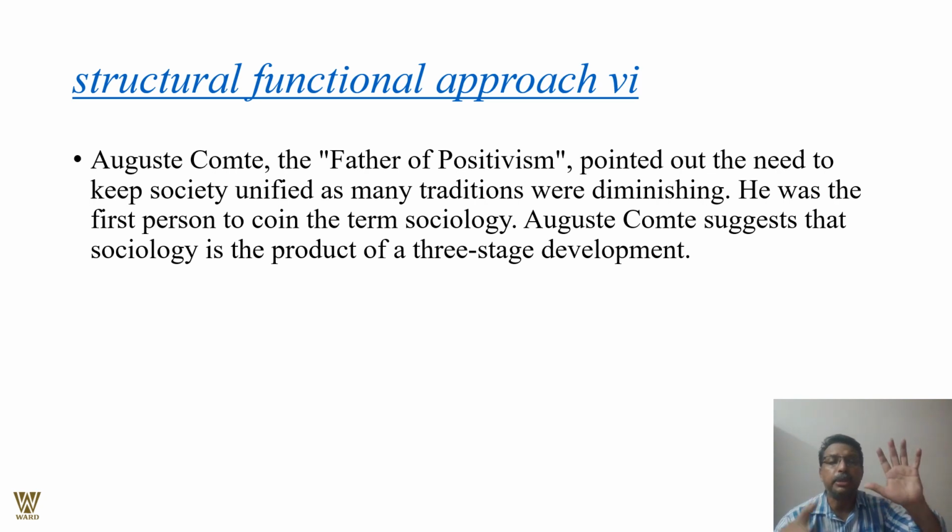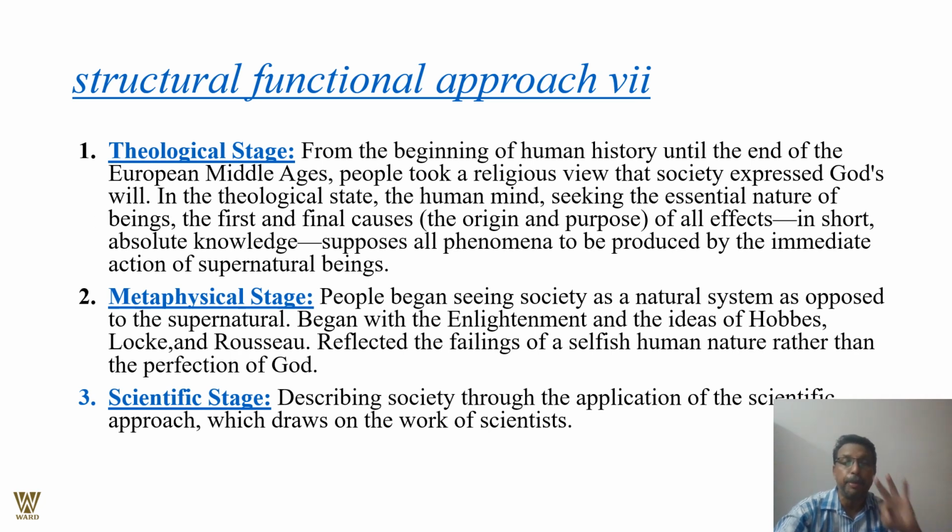We are talking about Auguste Comte, the father of positivism, who pointed out the need to keep society unified as many traditions are diminishing. He was the first person to coin the term sociology. Auguste Comte suggested that sociology is a product of three-stage development: the theological stage, the metaphysical stage, and the scientific stage, if I may say so. Theological stage: from the beginning of human history until the end of the European Middle Ages, people took religious views and society expressed God's will.